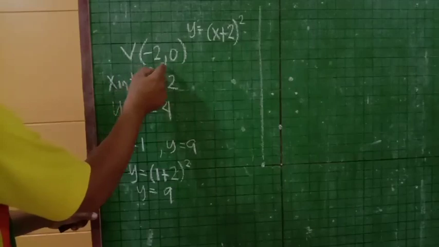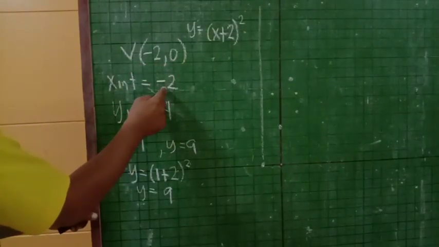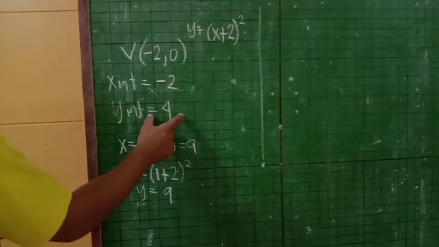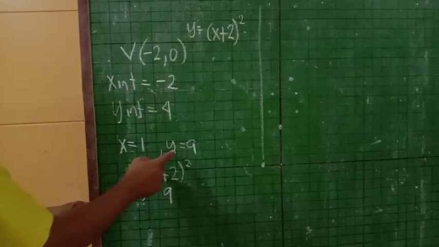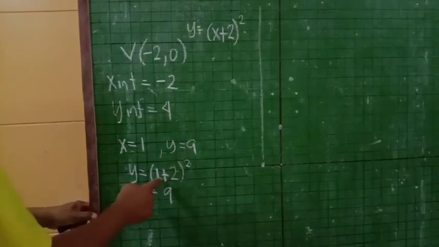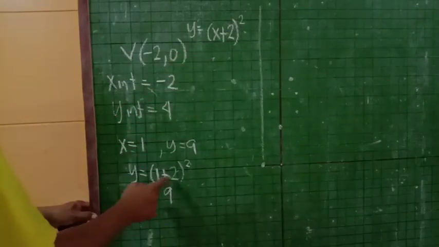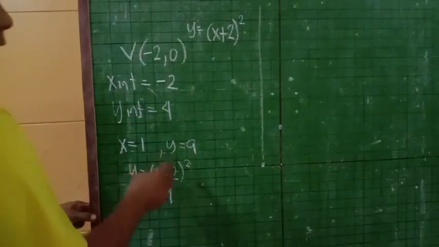The vertex is negative 2 and 0. X-intercept is negative 2. Y-intercept equals 4. So, if x is 1, y equals 9. Papaano nakuha yun? Substitute x by 1. So, 1 plus 2 is 3. 3 squared is 9. Kaya ito yung isang point natin.